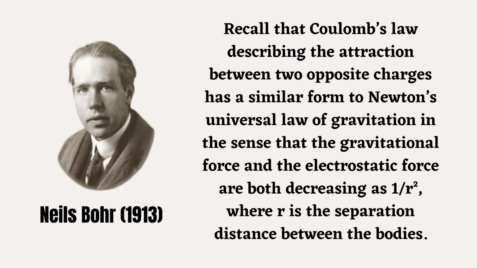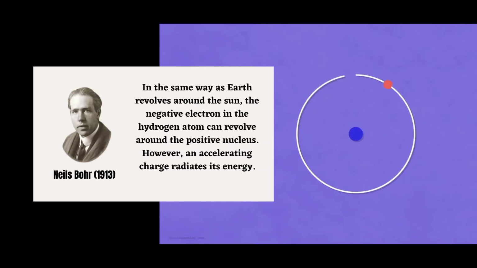Recall that Coulomb's law, describing the attraction between two opposite charges, has a similar form to Newton's universal law of gravitation, in the sense that the gravitational force and the electrostatic force both decrease as 1 over r squared, where r is the separation distance between the bodies. In the same way as the Earth revolves around the Sun, the negative electron in the hydrogen atom can revolve around the positive nucleus. However, an accelerating charge radiates its energy.